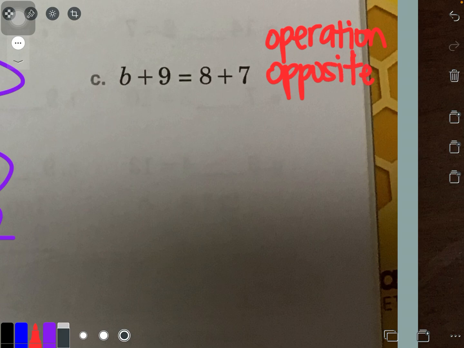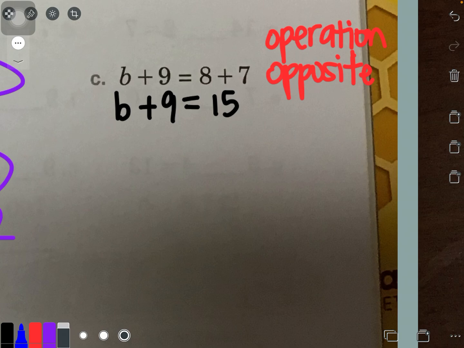Okay. So the first thing we do is we do what we know. I know what 8 plus 7 is. I don't know what b plus 9 is, but I do know what 8 plus 7 is. 8 plus 7 is 15. Did you know that? I hope you did. So I'll put a 15 here. You do the same, and then you rewrite the equation b plus 9 equals 15.